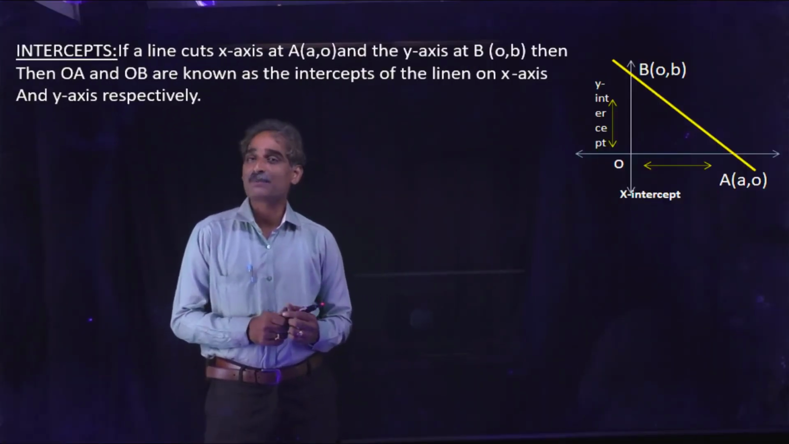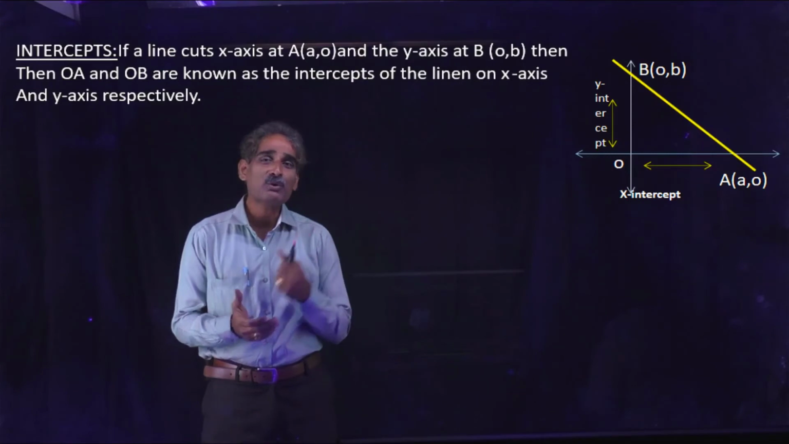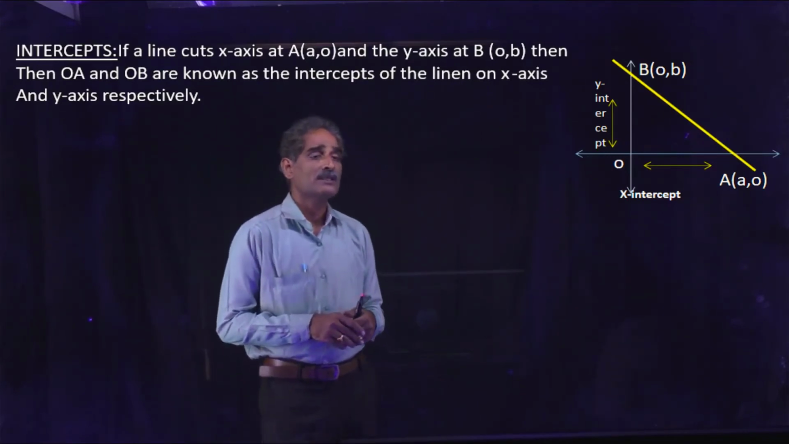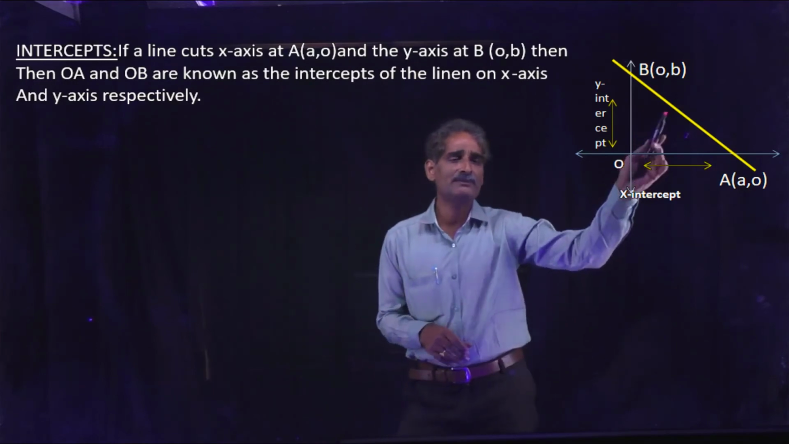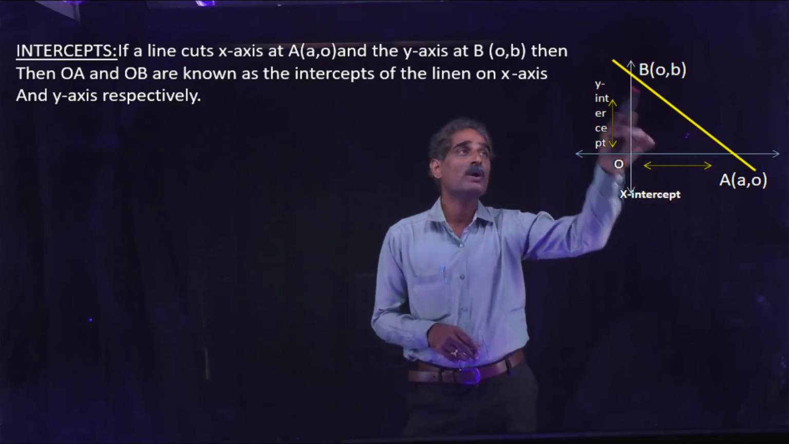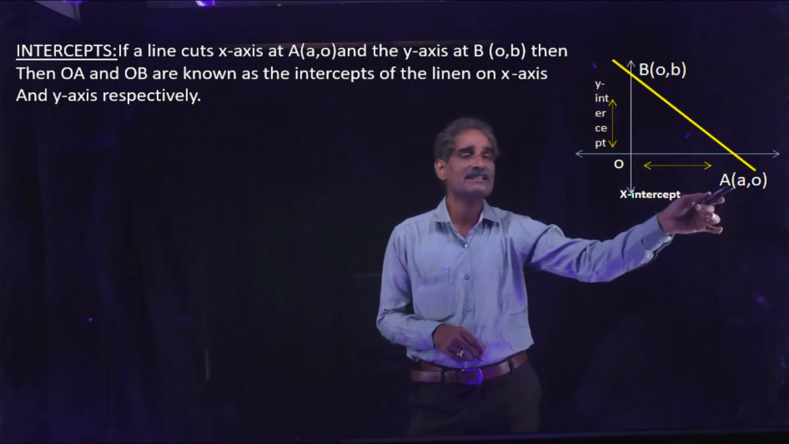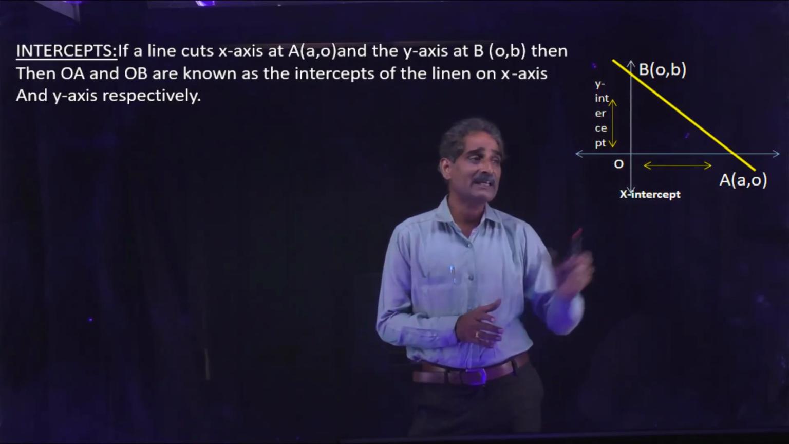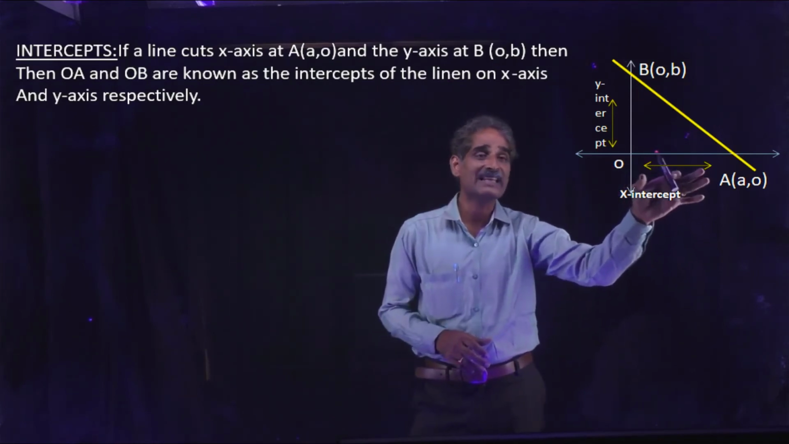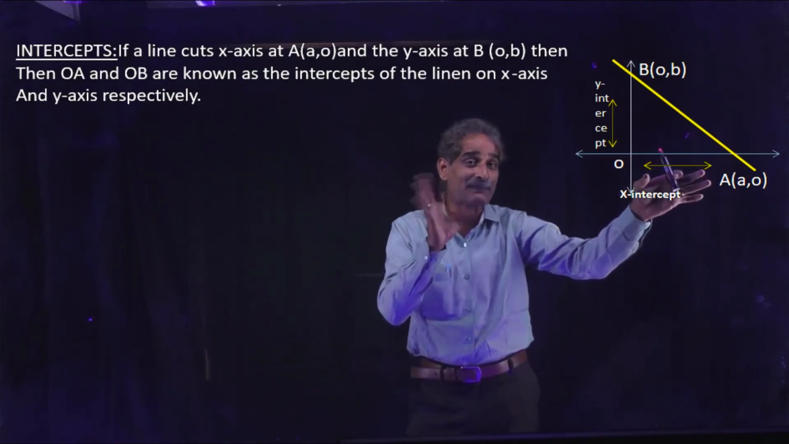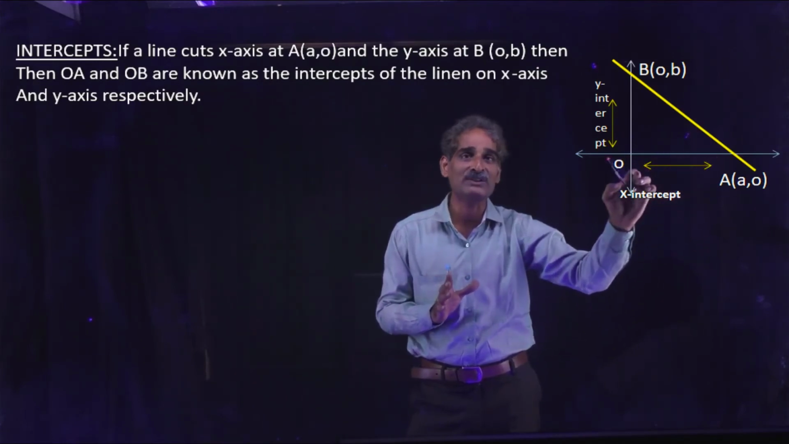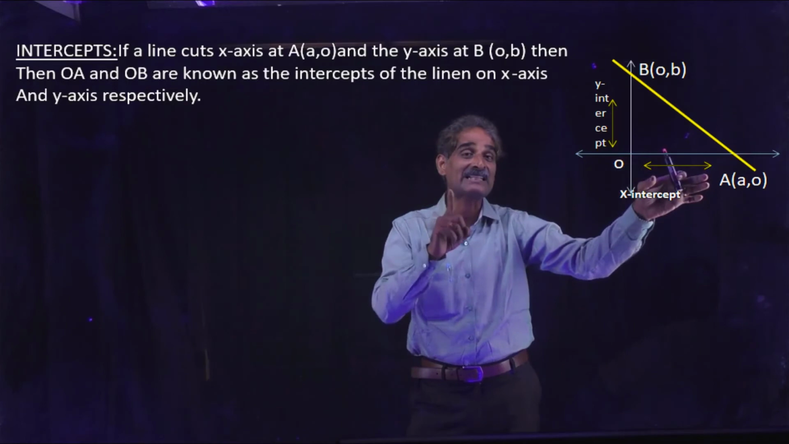Next, intercepts. What are the intercepts? See the figure. Here this is a line intersecting the x-axis at A and the y-axis at B. Here the length from the origin to A, this length, is called the x-intercept. The length of the intersecting point from the origin on the x-axis is called the x-intercept.